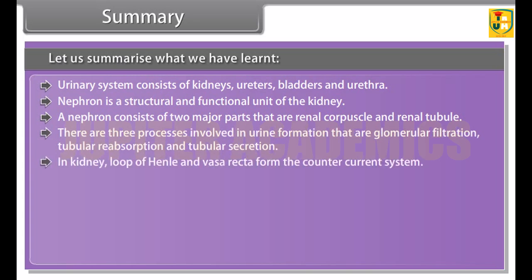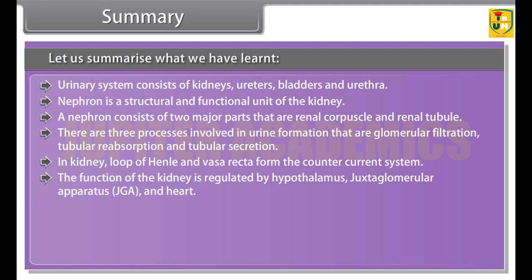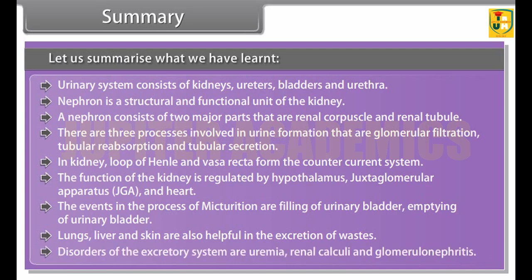In the kidney, the loop of Henle and vasa recta form the counter-current system. The function of the kidney is regulated by the hypothalamus, juxtaglomerular apparatus and heart. The events in the process of micturition are filling of the urinary bladder and emptying of the urinary bladder. Lungs, liver and skin are also helpful in excretion of wastes. Disorders of the excretory system are uremia, renal calculi and glomerulonephritis.